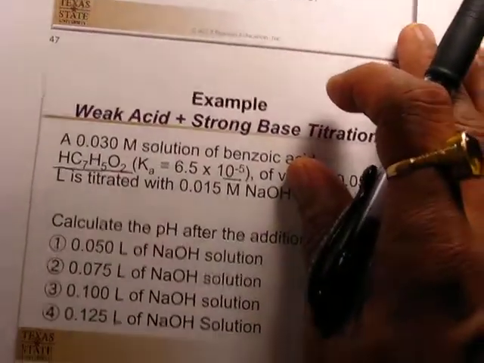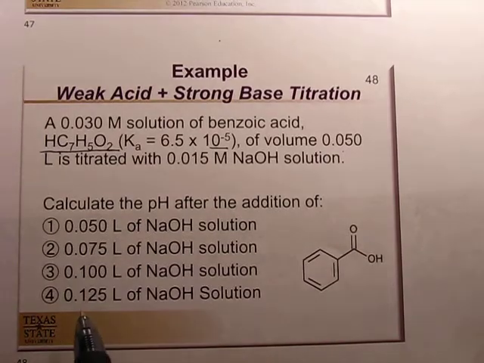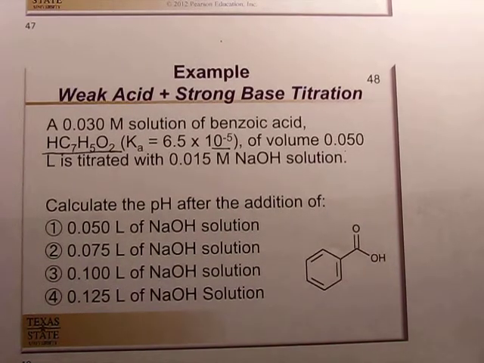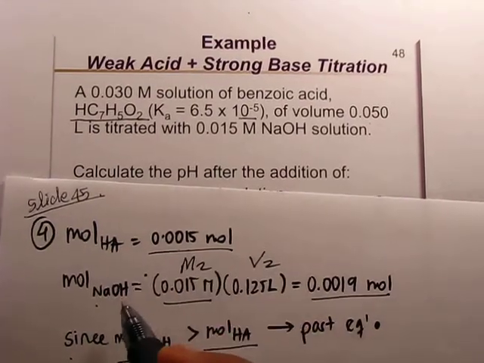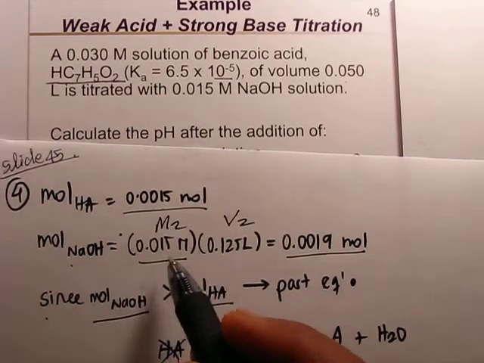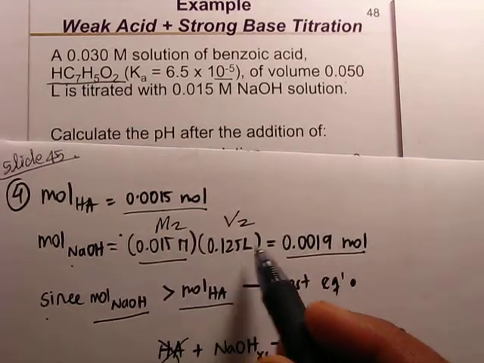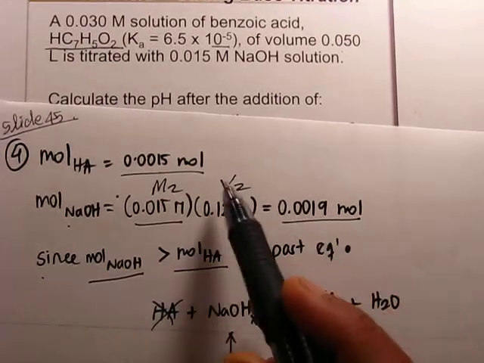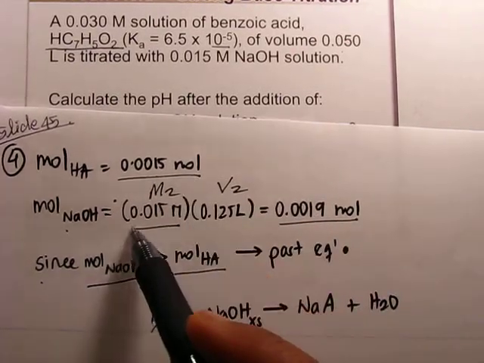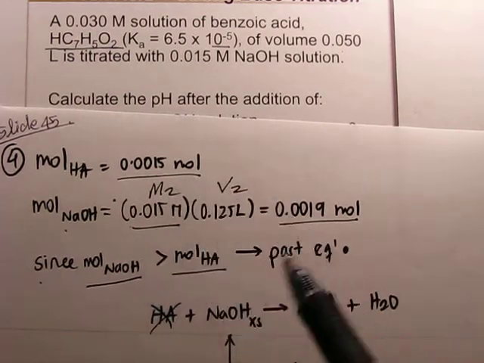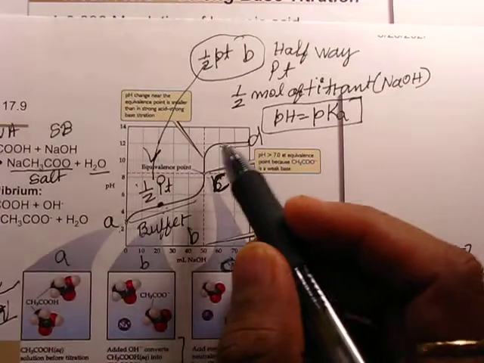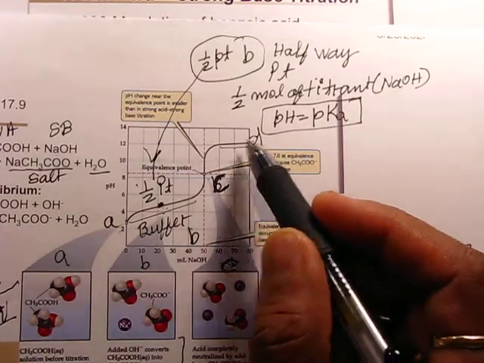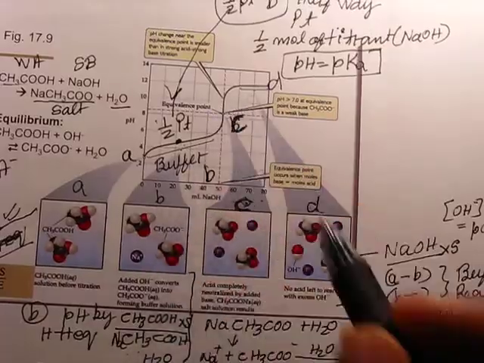where they are saying that if we add 0.125 liter of NaOH, then what will happen? So for that condition, we know the weak acid moles. Now we have to calculate the number of moles for NaOH, using molarity, volume, and the new volume. If you see here, the number of moles of base is more than acid, so we will subtract. Basically we are past the equivalence point. So now we are in this region, somewhere from C to D, right? We have already passed the equivalence point.